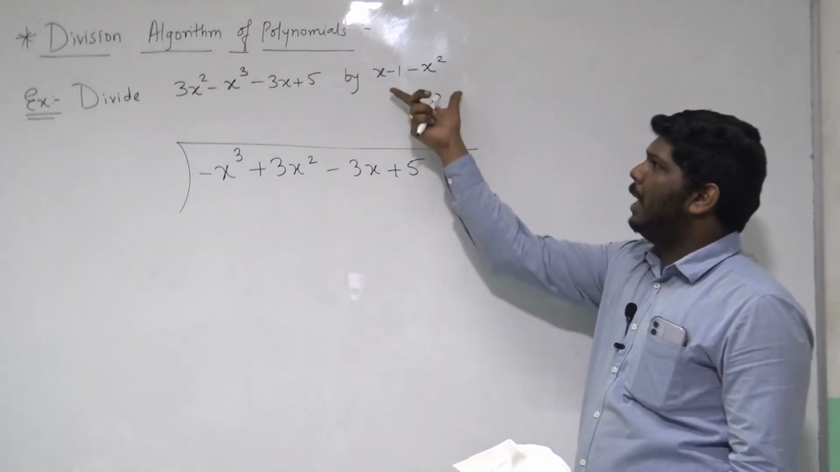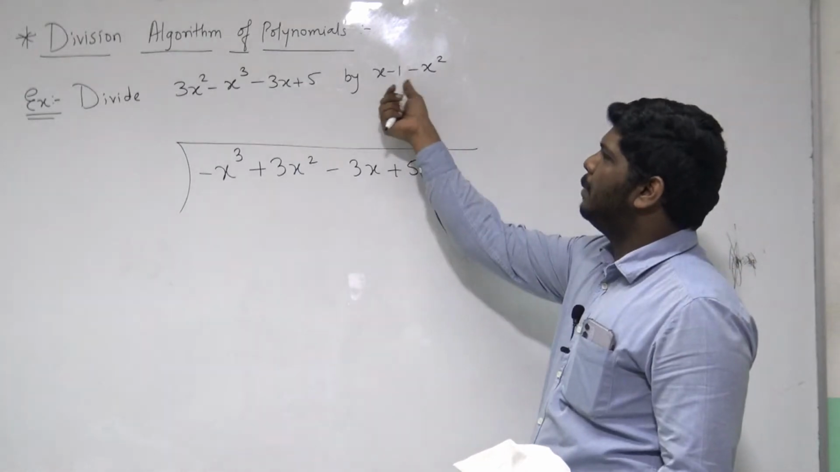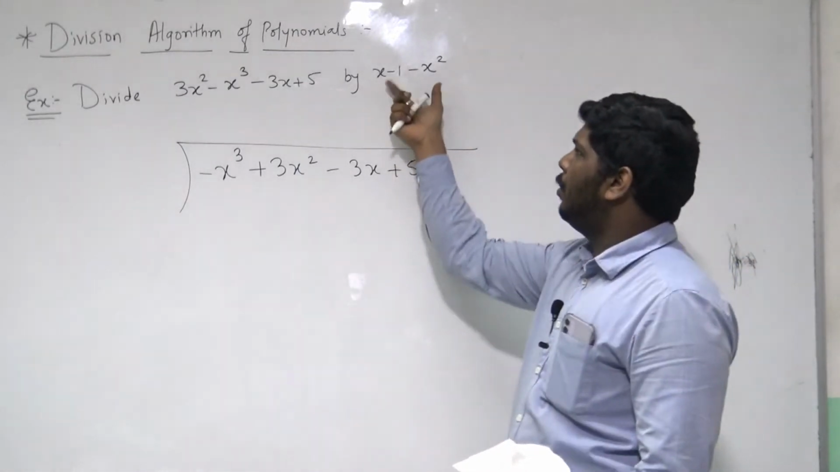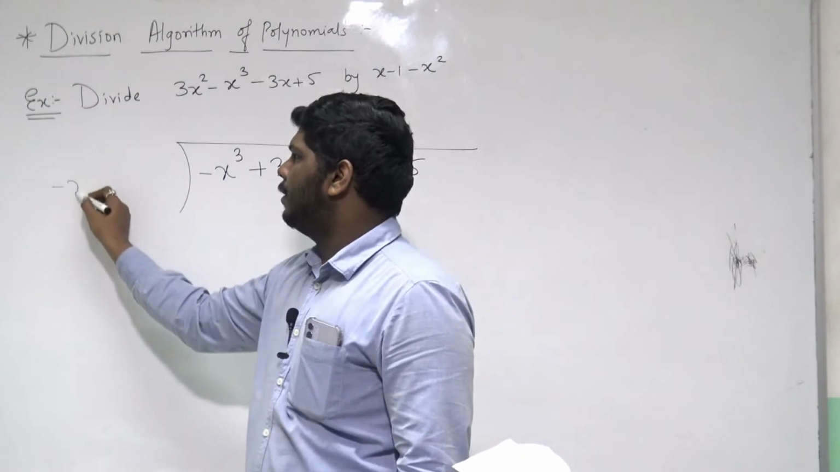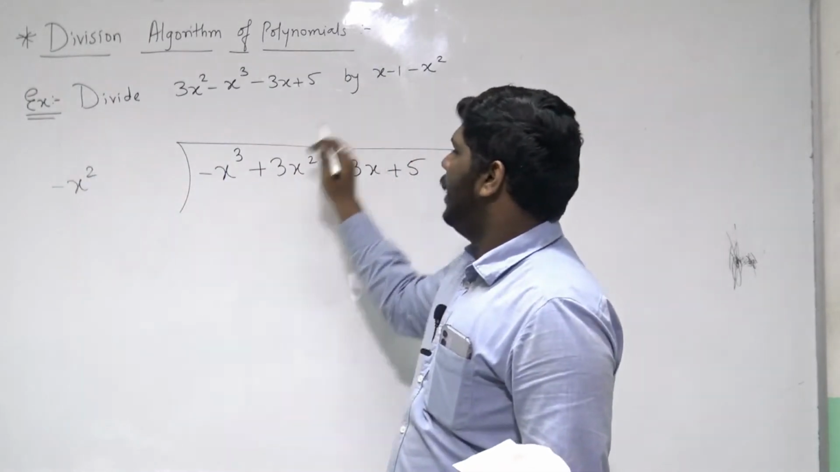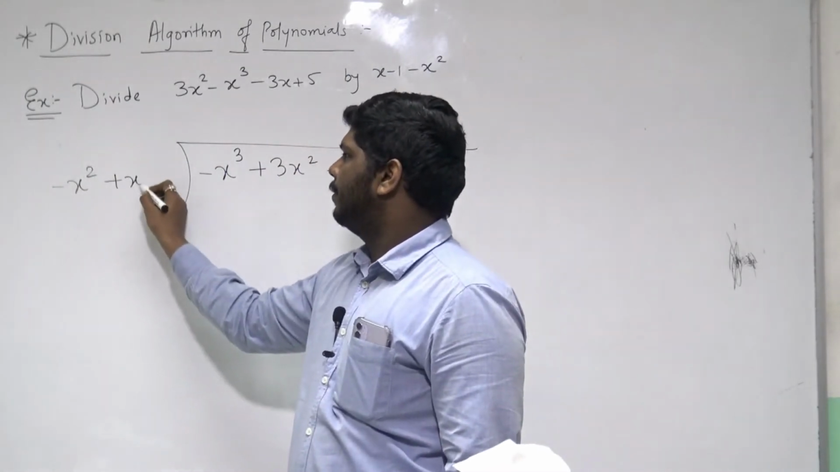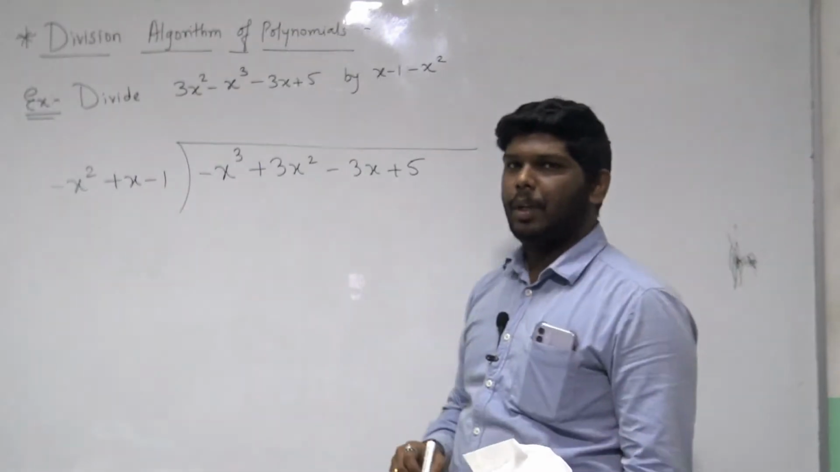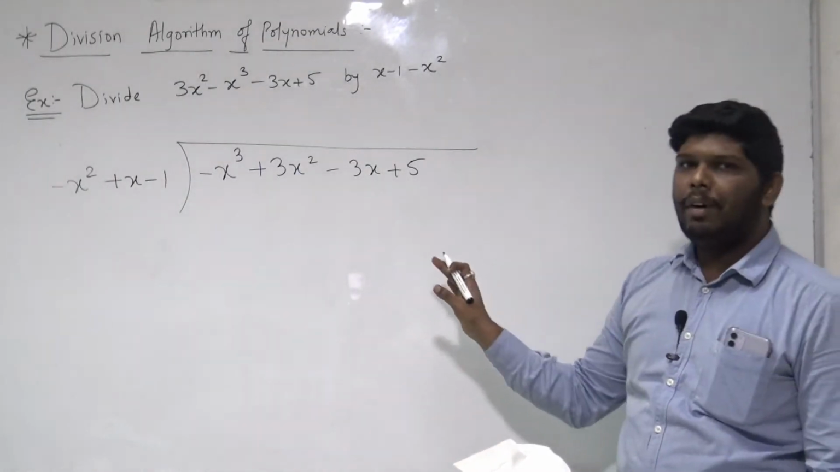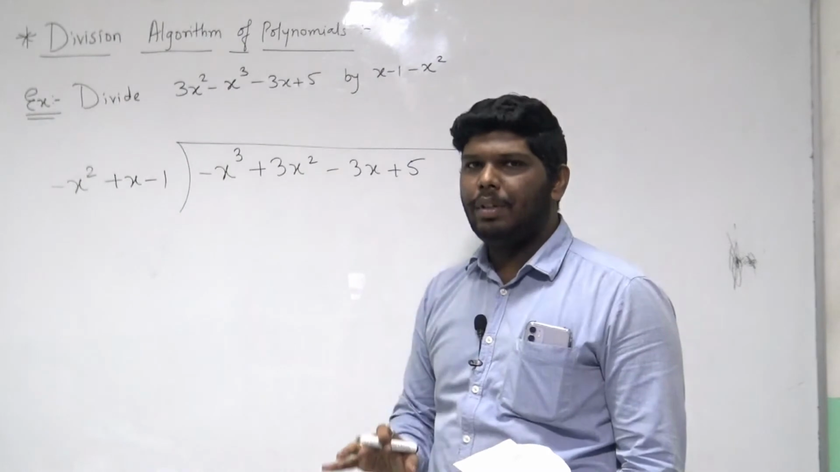Now this polynomial has to be divided by the second polynomial x minus 1 minus x square, out of which minus x square we'll write first, correct? After that we have plus x, and then we have minus 1. Okay, so this is how we have arranged the polynomial in a long division form.